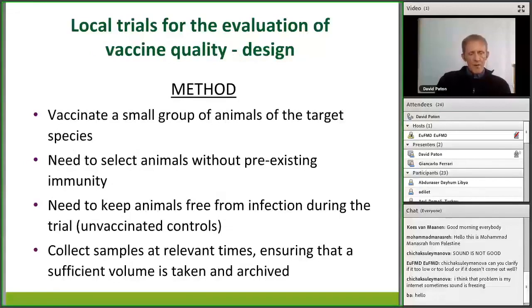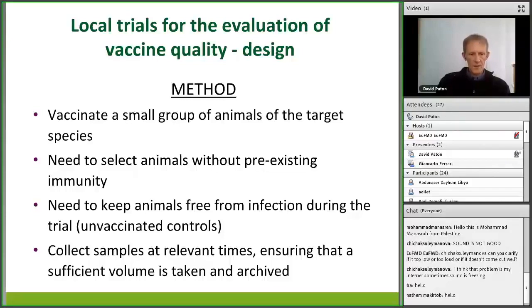The methodology for this is to vaccinate a small group of animals of the target species. It's important to select animals without pre-existing immunity, and you need to keep the animals free from infection during the trial, with some unvaccinated controls, which will show if infection gets into your trial. You collect samples for sera at relevant time points, and you ensure that a sufficient volume is taken and archived. These give you a very useful resource for monitoring your vaccine down the line.